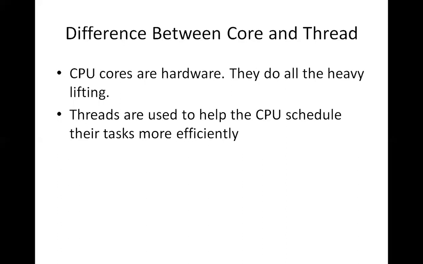A core is hardware that does all the heavy lifting and light lifting, while threads are used to help the CPU schedule its tasks more efficiently. मतलब core को ज़्यादा अच्छा काम करना है तो thread की जरूरत पड़ेगा, है ना. So thread means it will schedule the cores to work efficiently. कब कौन सा कोर को यूज करना है, कंबाइंड कोर्स को यूज करना है या सिंगल कोर को यूज करना है, ये काम कौन करेगा, थ्रेड, है ना. With the thread the core will work efficiently. So this is the difference between core and thread.